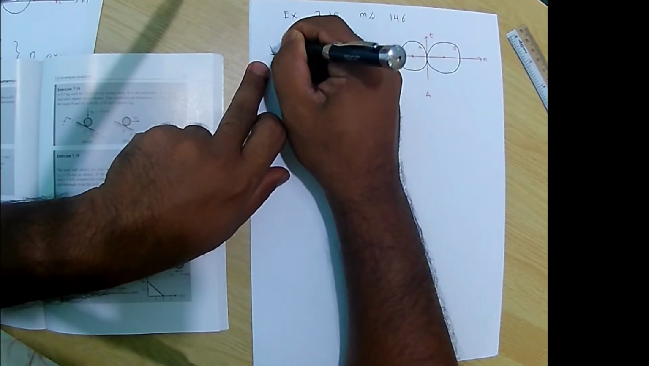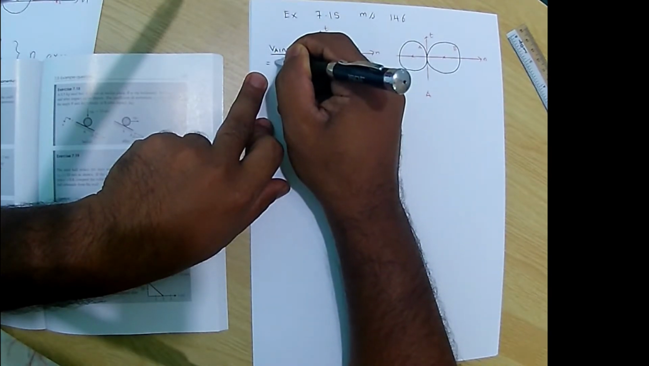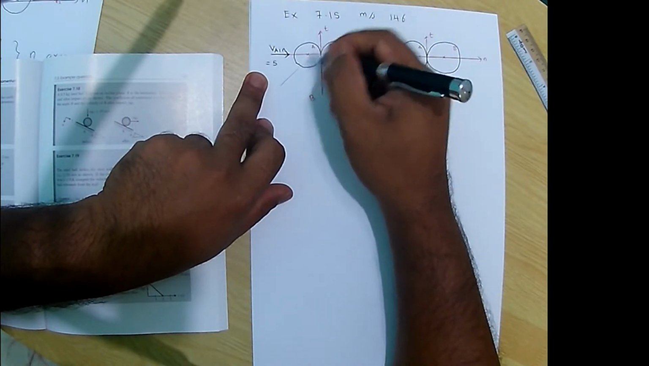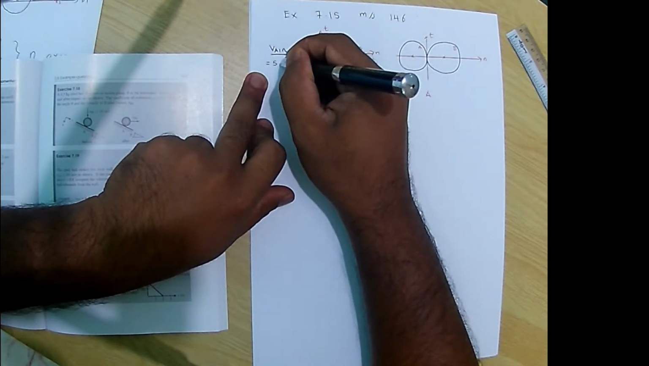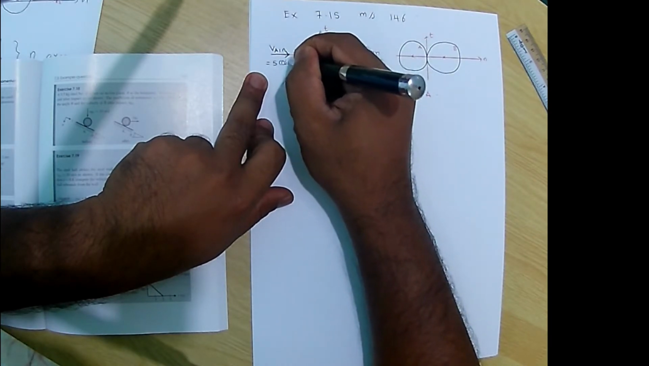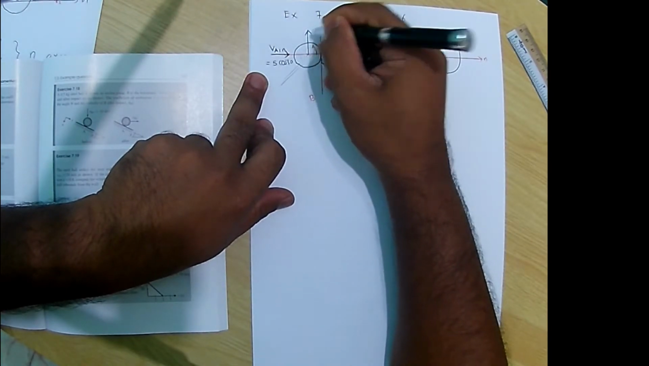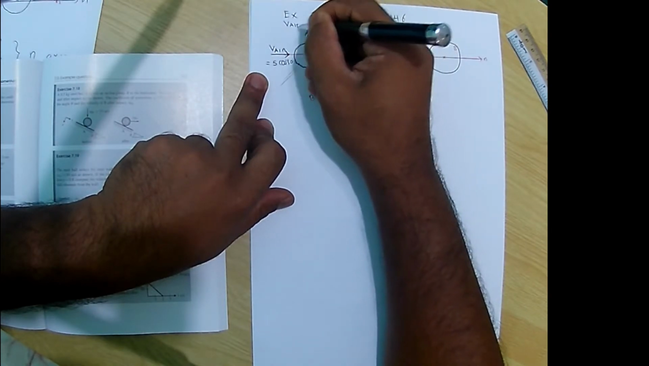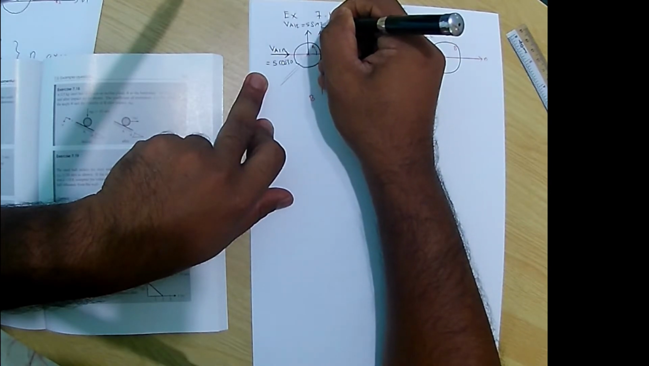So this one is VA1n, which is equal to 5. The actual velocity comes from here, so I have to resolve. This is 5, and the angle given is 30, so VA1n is 5 cos 30. And the second one is VA1t, which is equal to 5 sin 30.